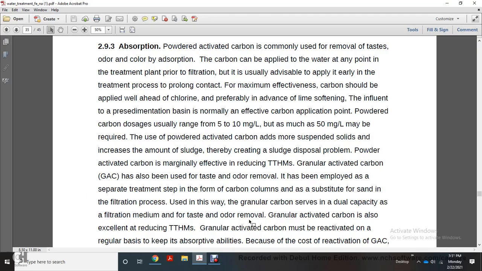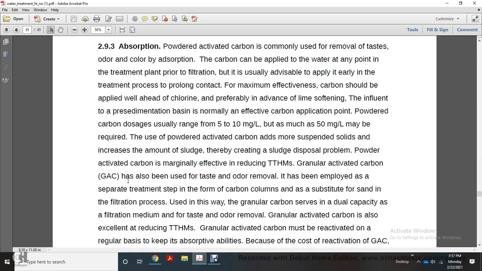Carbon should be applied well ahead of the chlorine, preferably in advance of lime softening, at the influent to a pre-sedimentation basin. This is normally an effective carbon application point. Powdered carbon doses usually range from 5 to 10 milligrams per liter, but as much as 50 milligrams per liter may be required. Use of powdered activated carbon adds to suspended solids and increases the amount of sludge, thereby creating a sludge disposal problem. Powdered activated carbon may have a marginal effect in reducing total trihalomethanes.